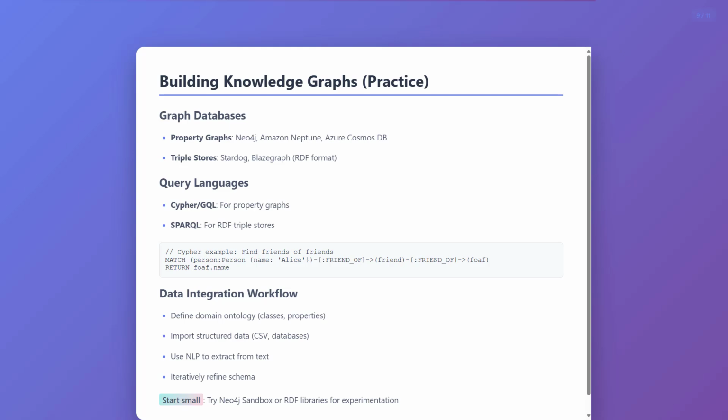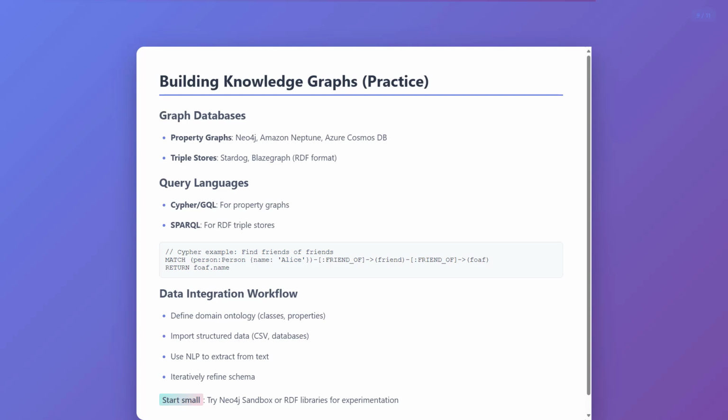So, how do you actually build one of these? Let's get practical. For storage, you have two main options. Property graph databases like Neo4j, Amazon Neptune, and Azure Cosmos DB are probably the most developer-friendly. They store nodes and edges with properties, much like the examples we've been showing.